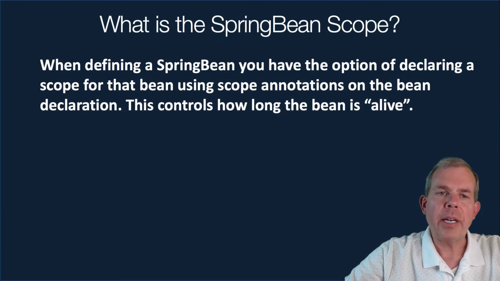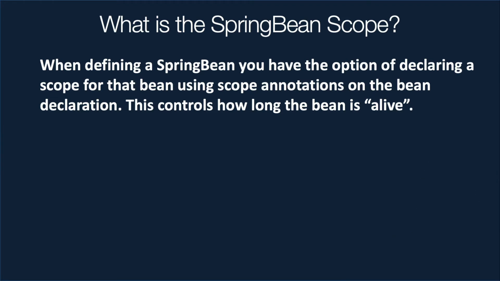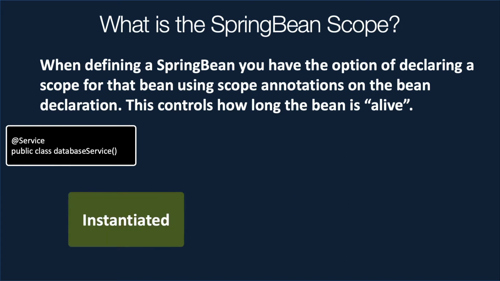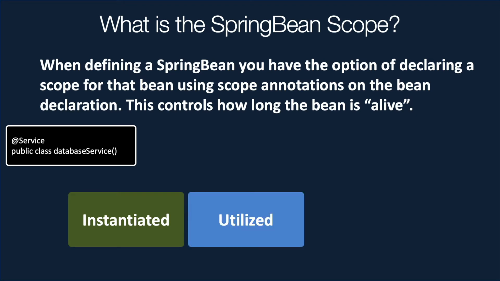So more on the life cycle. When you define a Spring Bean, you have the option of declaring a scope for that bean. So the scope annotation is to tell you how long your bean lives. Let's talk about the database service here, for instance. When we launch the program, we would want to instantiate the database. So you'd probably want to make a connection. You'd have to give it the password, tell it what tables you're going to be viewing, or whatever. Then, during the program, you want to utilize it. And then finally, when you're done with the program, you destroy it.